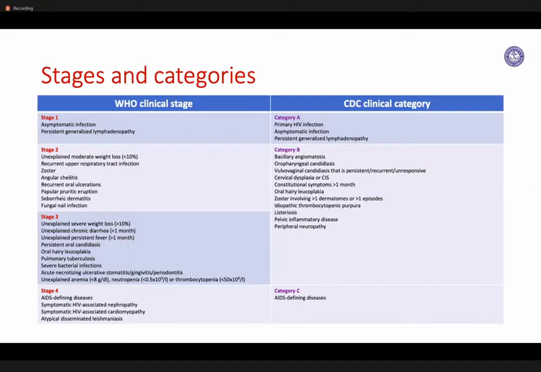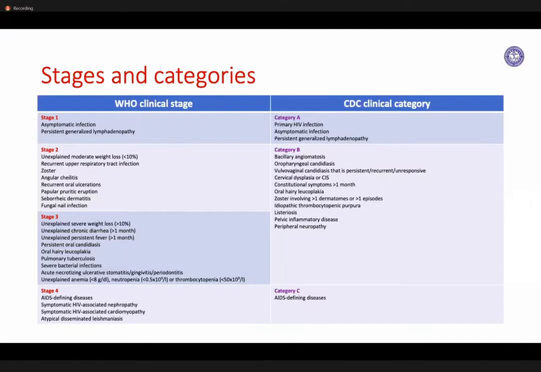Now, these stages, that diagram that I showed you, is broken down into stages of categories. The World Health Organization has given one classification that's called the staging, the clinical stage 1, 2, 3, and 4. And the CDC in the USA has given another categorization called clinical category A, B, and C. They are roughly similar. The stage 1 is the same as category A, more or less. Stage 2 and 3 is combined into category B, and stage 4 is the same as category C.